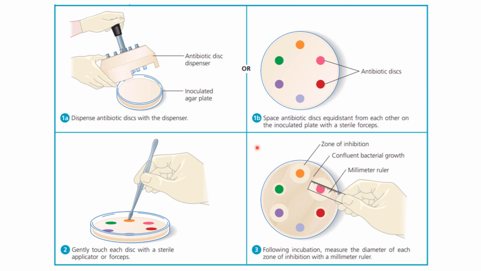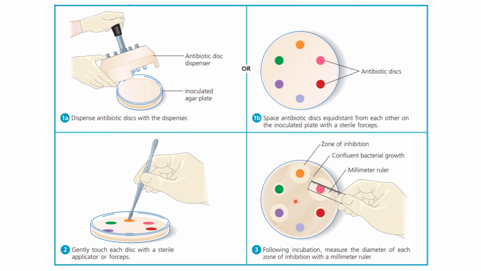And then you let it grow. After the incubation period, you can see that there is essentially a lawn of the organism that grows. And if the organism is susceptible to that antibiotic, there will be a zone of inhibition. In other words, because the antibiotic has diffused in this region, the organism will not be growing. And if it's resistant to it, you can see that the organism will grow through the disc. Essentially, that means that antibiotic was not active.